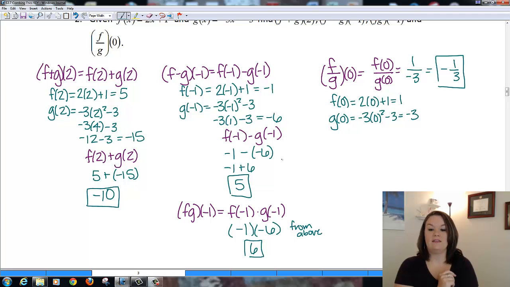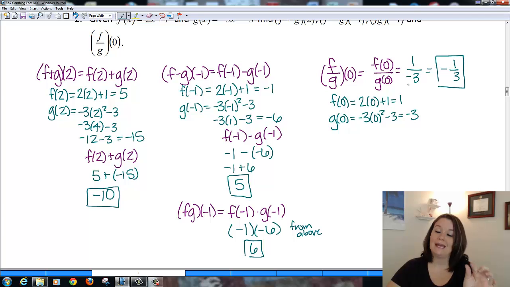Okay. And then I'm doing (f times g) of negative 1, and I've already evaluated each one at negative 1. I know that f of negative 1 is negative 1, g of negative 1 is negative 6, so I just multiply those together, which gives me positive 6. And then the last one is my quotient. I'm evaluating my quotient function at 0. So I plug 0 into f, which gives me 1. I plug 0 into g, which gives me negative 3. And then I just divide those, okay?